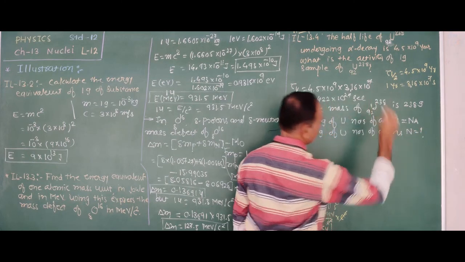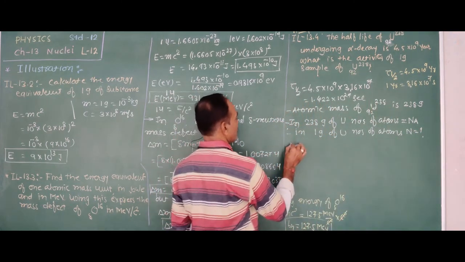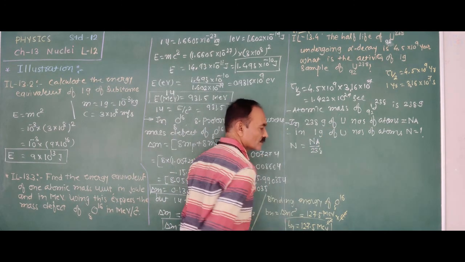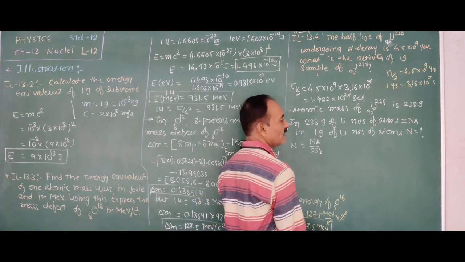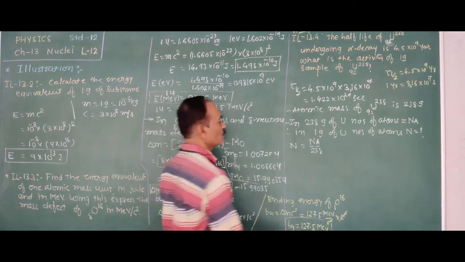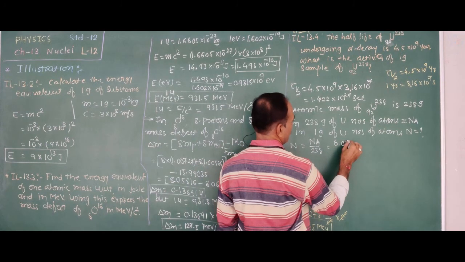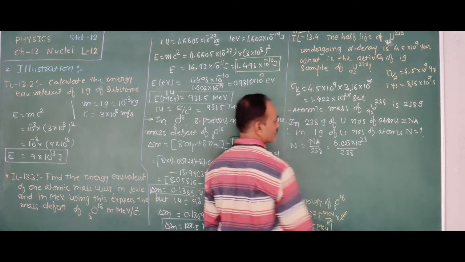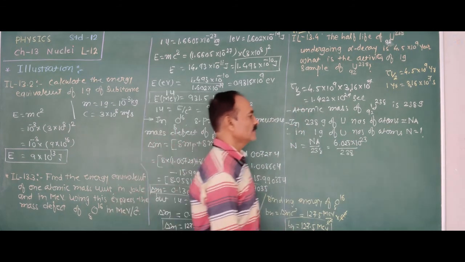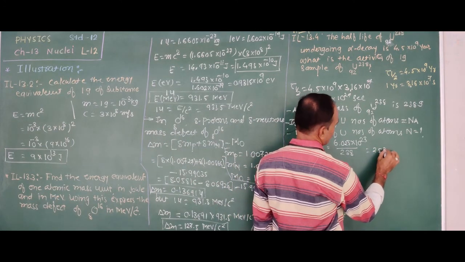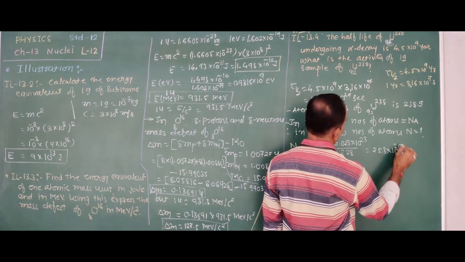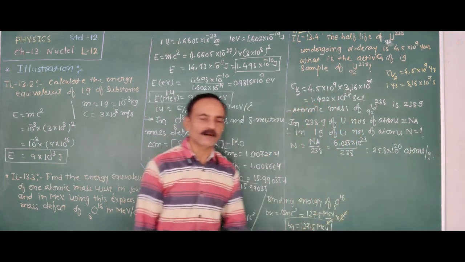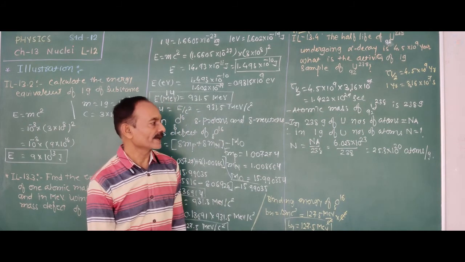N we have to find out. Therefore, N is equal to Na upon 238. What is the value of Na? 6.025 into 10^23 upon 238 gram. Therefore, 25.3 into 10^20 atoms per gram. Right? Okay.